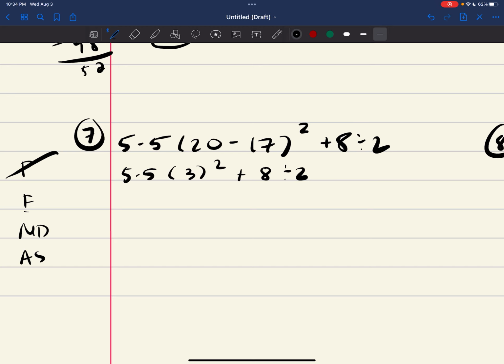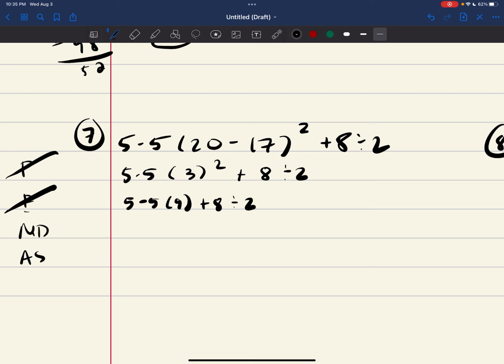Do I see an exponent? I see them right there. So I have 5 minus 5, and then 3 squared is just 9. Right? 3 squared, 3 times 3, that's 9. We did that before. Plus 8 divided by 2.